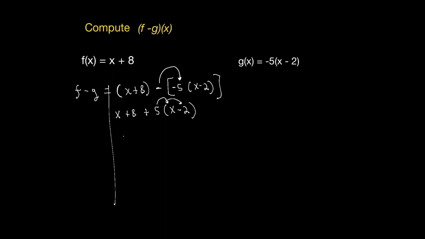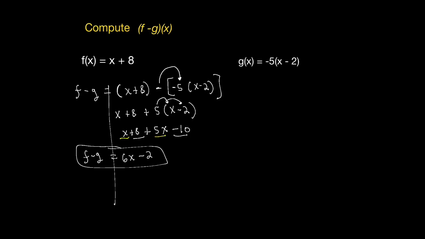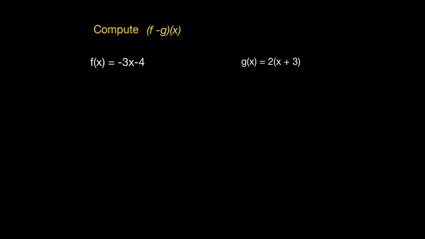So we get x plus 8 plus 5 times x is 5x, and then 5 times negative 2 is negative 10. We can combine like terms now. So x plus 5x, that gives us a total of 6x, and then 8 minus 10 is going to reduce to negative 2. So that is going to be the f minus g in this scenario. Let's do a couple of more, beginning with this one.